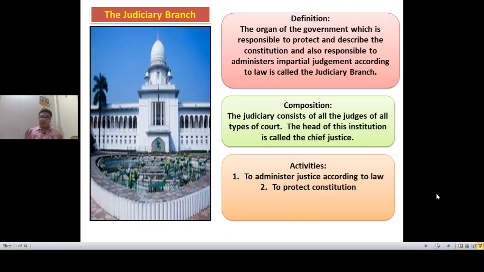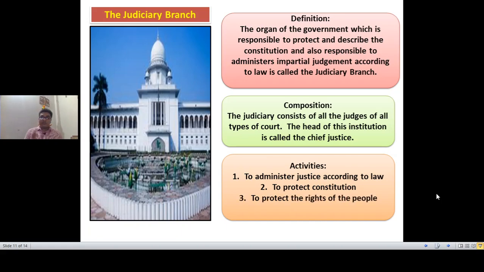Next one is to protect the constitution. So this is one of the activities of the judiciary branch. If any question arises regarding the constitution, definitely the judiciary branch will protect the constitution. So this is one of the prime activities of the judiciary branch.